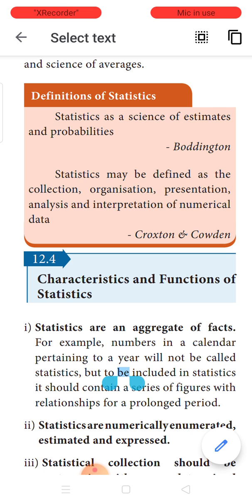Next, after analyzing, what do we do? Interpretation of numerical data. Interpretation means what? Understanding the data and coming to a conclusion. Interpretation means understanding. So the last, final step is interpretation of numerical data. The data is collected, organized and presented, then analyzed, and finally we understand and arrive at a conclusion about the numerical data that has been interpreted. So this is the definition given by Croxton and Cowden.